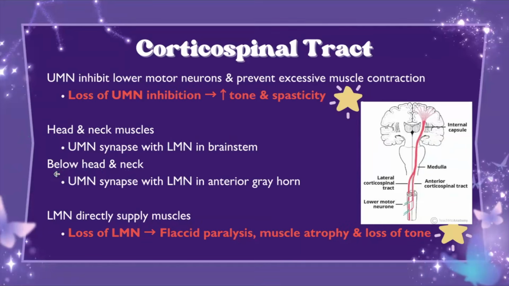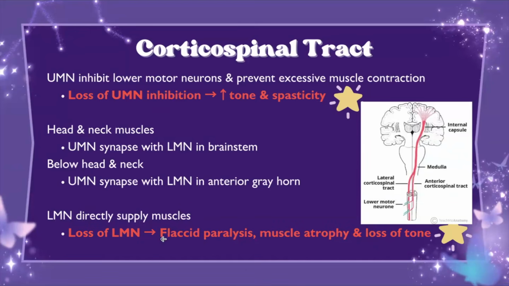below the head and neck. So below the head and neck, there needs to be a synapse in the anterior gray horn, right? Now, the role of the upper motor neuron is to inhibit the lower motor neuron. I told you guys this earlier, but we said that the upper motor neuron's only function is to influence the lower motor neuron. It does not directly innervate the muscles. The lower motor neuron is the one that directly innervates the muscle.